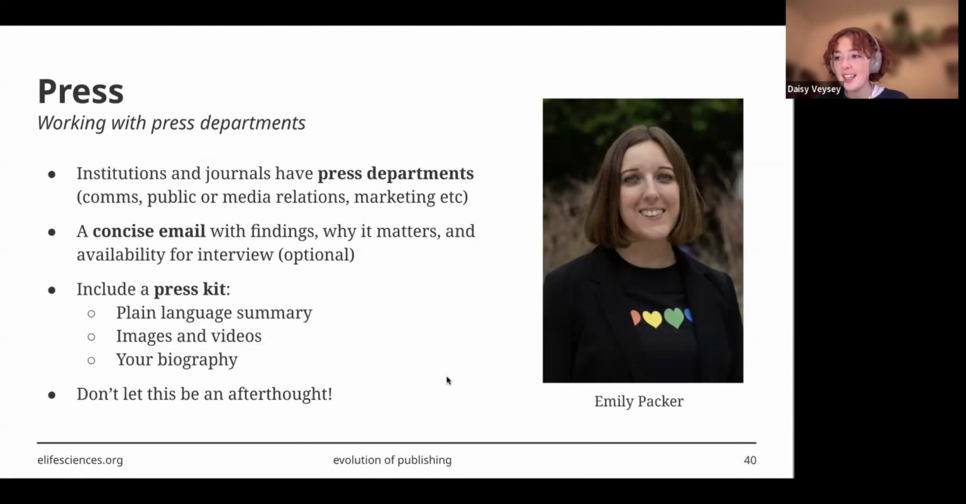Start with a very concise email, just a few lines or a couple of short paragraphs that outline the findings, why they matter, and whether you're available for interviews. That's optional, but very helpful. It's not about writing a full press release at this point. It's just about giving them the raw materials so they can assess the potential and the news value easily.